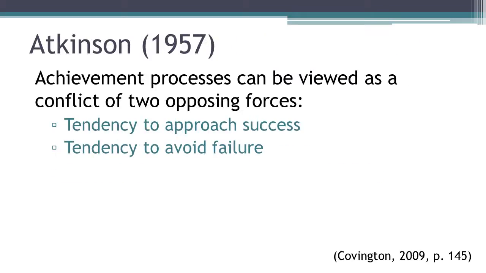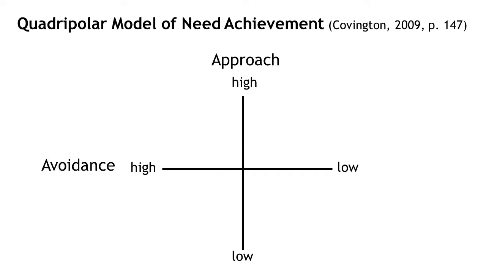Atkinson proposed that achievement processes can be viewed as a conflict of two opposing forces, tendency to approach success and tendency to avoid failure. You can be high or low on both of these forces. One way to view this is as a quadrupolar model, as shown here, where a person can range from low to high on approach and low to high on avoidance. We see the tendency to approach success in the upper right quadrant because a student here would be high on approach and low on avoidance. The tendency to avoid failure is in the lower left quadrant because a student here would be low on approach and high on avoidance.